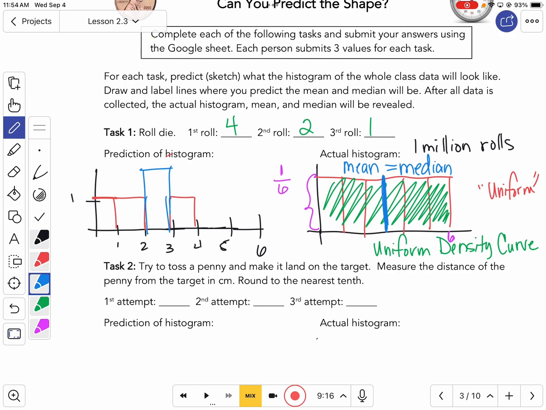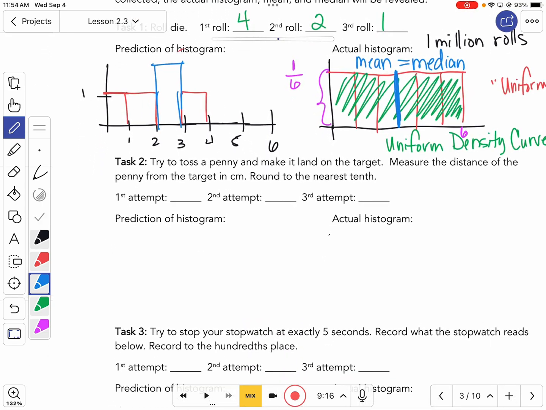All right. Now we're going to skip task 2. We're going to come back and I'm going to talk to you about it in a second, but we're going to jump down here to task 3. Okay. We're going to get to task 3 and talk about it a little bit.